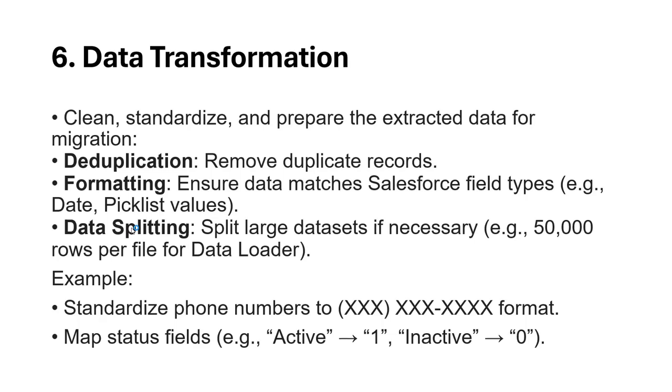So we do the formatting and make sure that it matches the Salesforce field types, right? And data splitting: if the file size is large, we'll split the data into smaller sizes to make sure we will be able to migrate the data in a proper way, right? For example, to standardize phone numbers, if the phone number field has varied formats, we'll use the standardized format. And for the status field, for example, we'll map the status so that if the status is active, we give the value as 1, inactive as 0, like that.